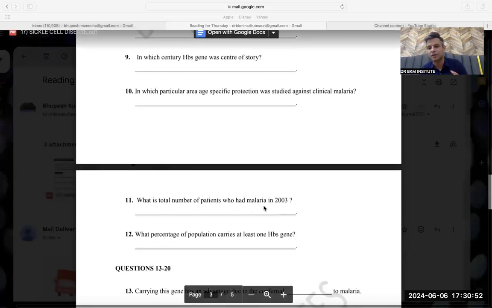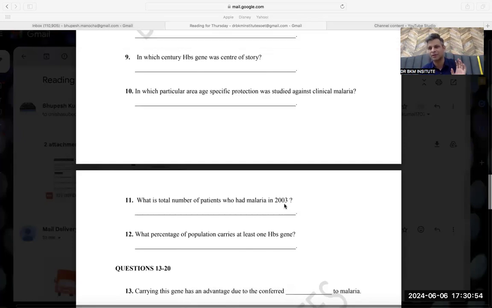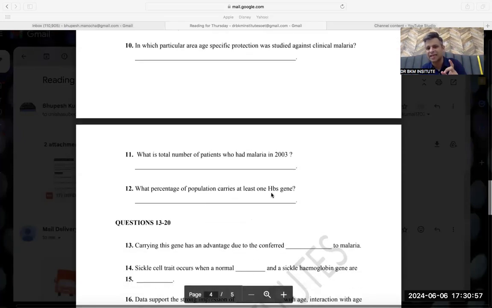What is the total number of patients who had malaria in 2003? Again, I know B. What percentage of the population carries at least one HBS gene? Most probably A, because that was given about the population, or it was given in the last, A or D. So I save time. So first of all, what percent?